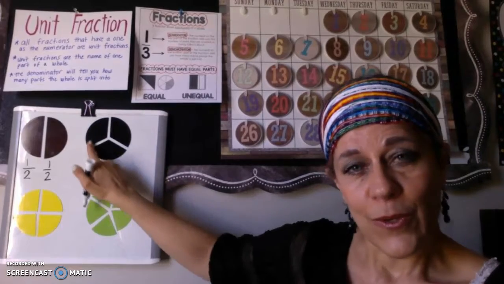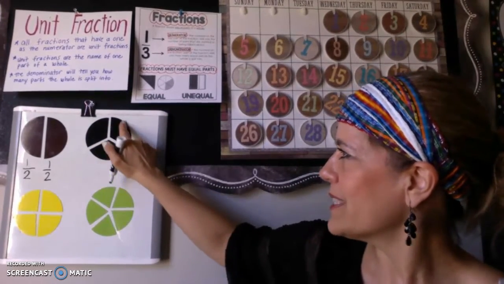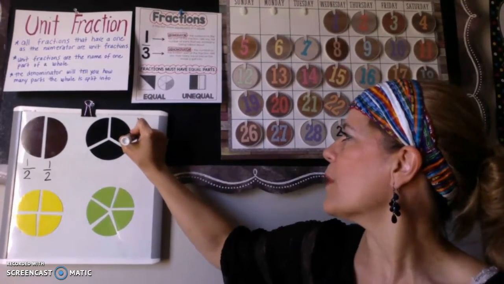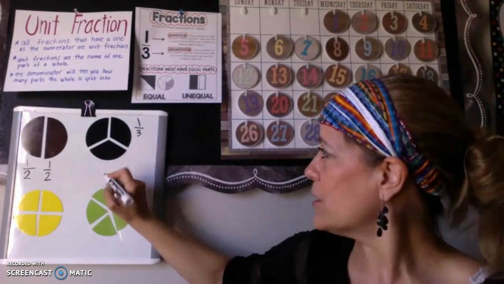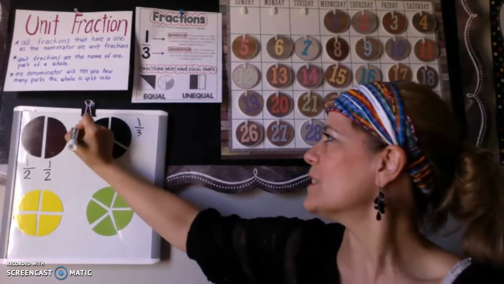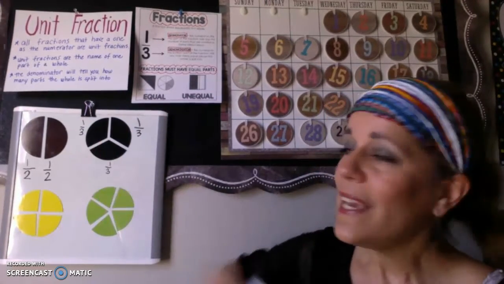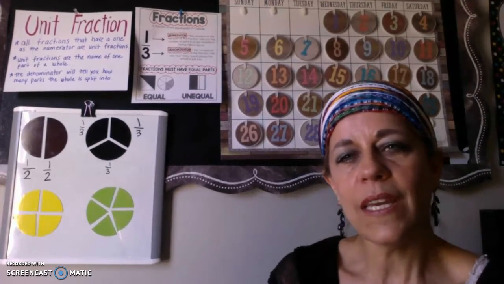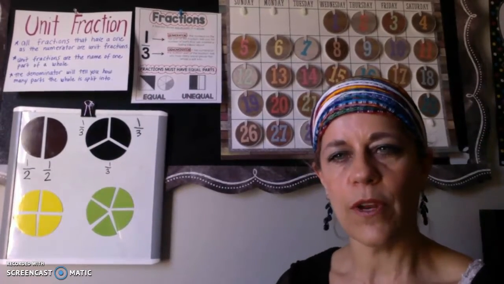This circle, it was cut into 3 parts. One of these parts would be 1 part out of 3 parts. This would be a third. But this section is also a third, as well as this section. I have 3 thirds that make up this whole circle. I've cut it into 3 equal parts. Each of these parts is called a third.